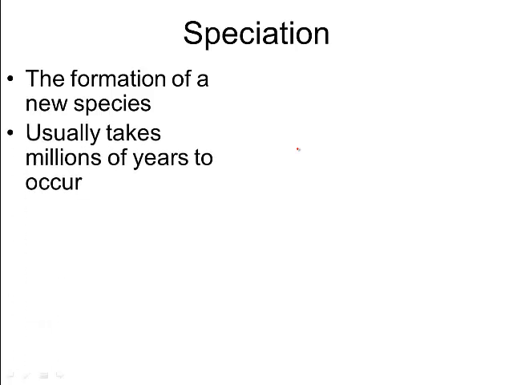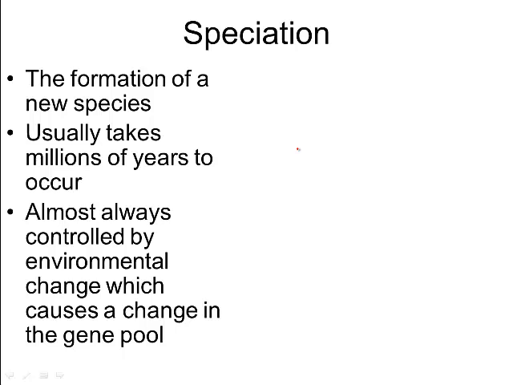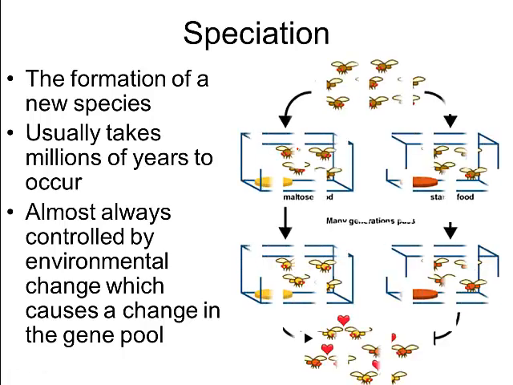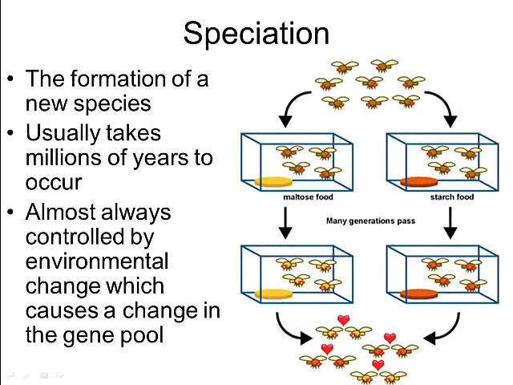So the process by which we make a new species is called speciation. And it usually will take millions of years to occur. So this is not something that is going to happen in your lifetime. You're not going to see a brand new species suddenly pop up. It's a very gradual, slow process. And it is almost always controlled by environmental changes. Remember, when the environment changes, that's going to cause changes in the gene pool, because only the members that are able to best survive those changes are going to reproduce, and they'll pass on the traits that allow them to survive.